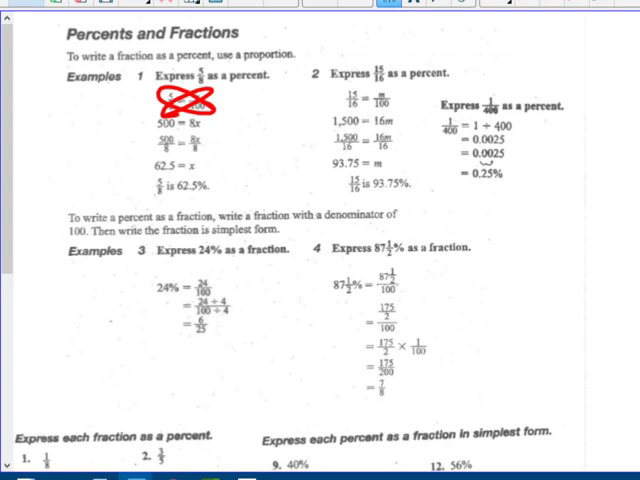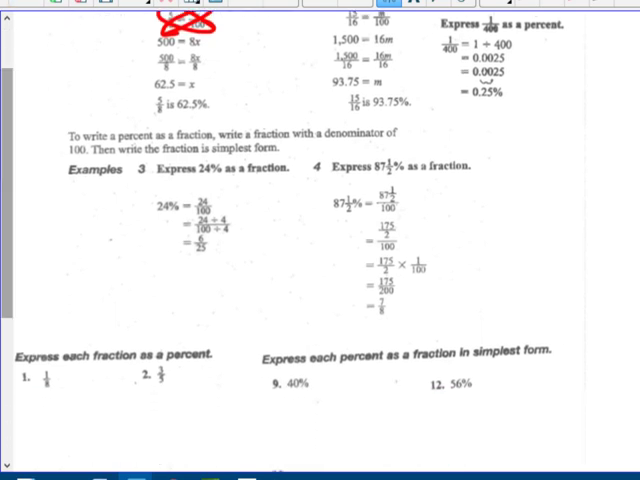The third example here, off to the side, express 1/400 as a percent. This is another way that you could do it. You could divide 1 by 400, and you get the decimal 25/10,000ths. And then move the decimal 2 places to the right to make it a percent. It's like multiplying by 100, and you get 25/100ths of a percent. Very small number. So you could do it also through division, not as a proportion.